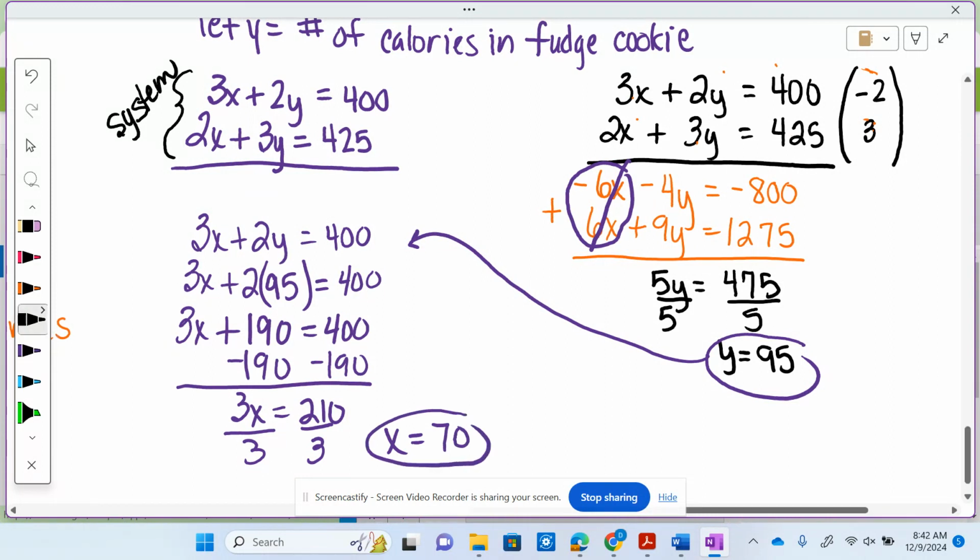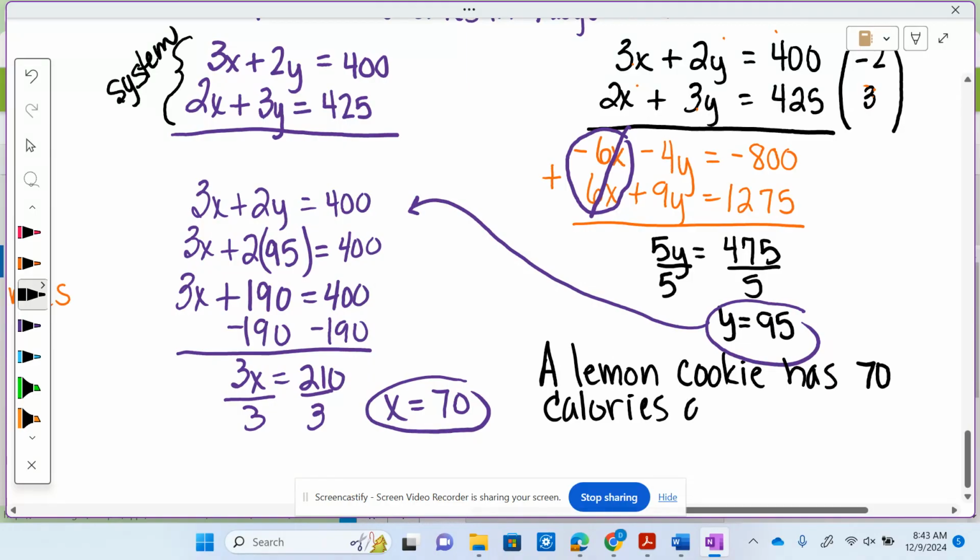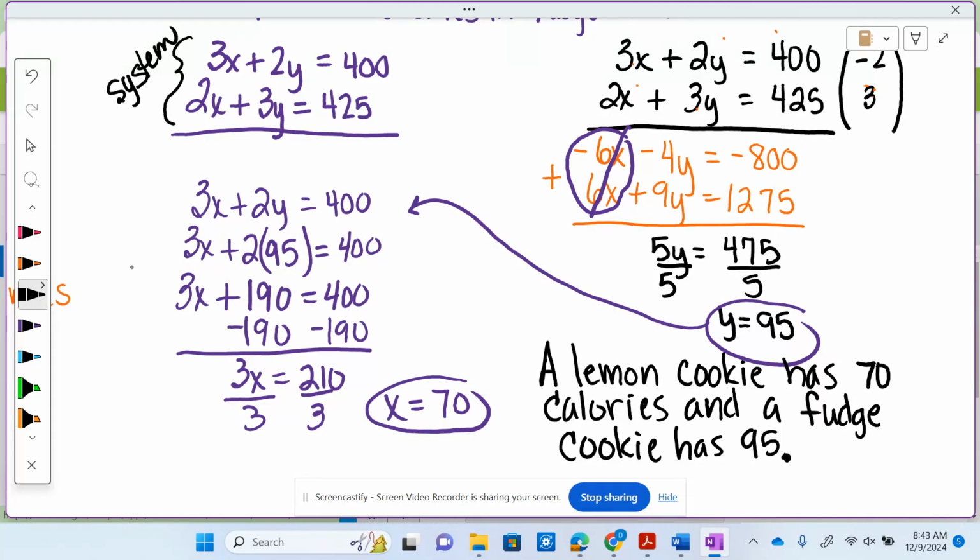So what's our word statement going to be? A lemon cookie has what? Perfect. And the fudge cookie has 95. I love that. Perfect. A lemon cookie has 70 calories and a fudge cookie has 95. Absolutely perfect.